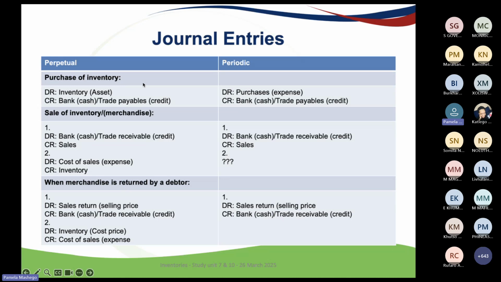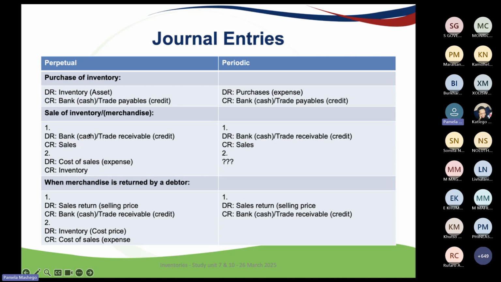Whereas in the periodic system, you debit the purchases account, which is an expense account. It's not an asset, it's an expense account, and expenses increase on the debit side. And also here, if you bought it cash, then you credit bank. If you bought it on credit, then you will credit trade payables.